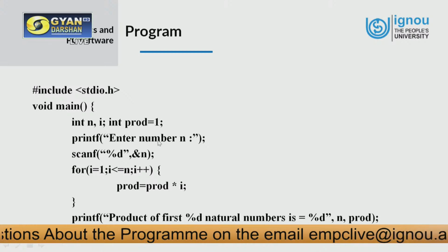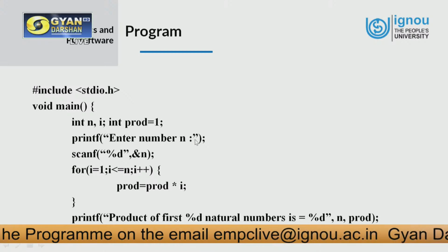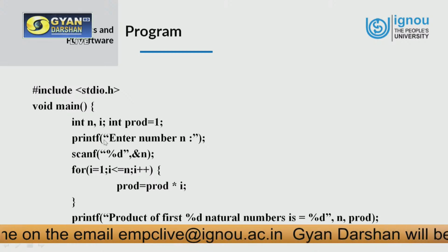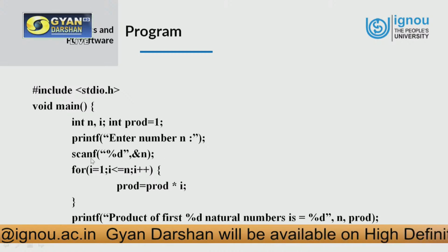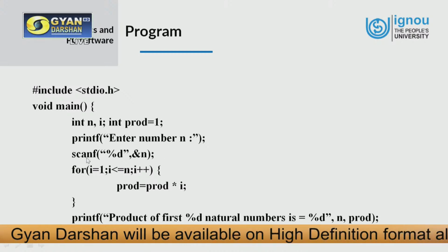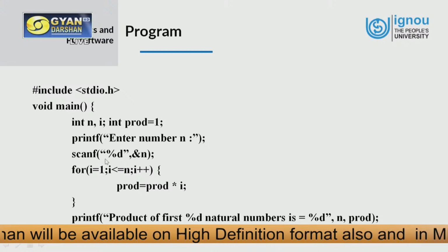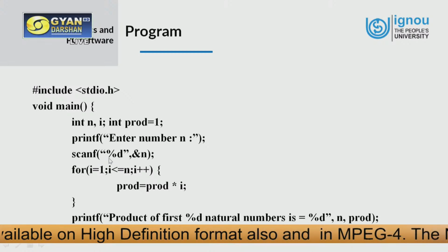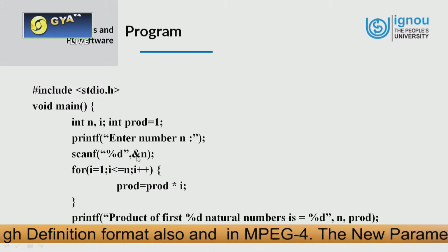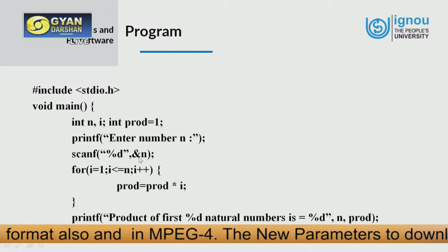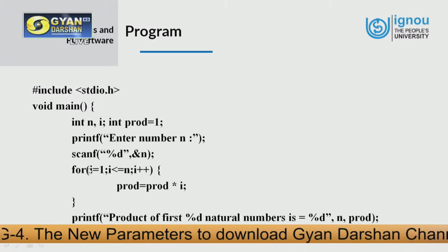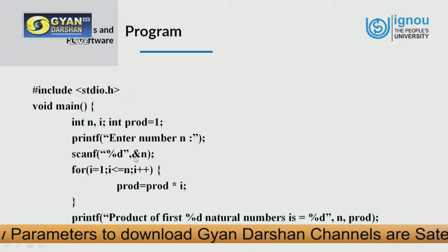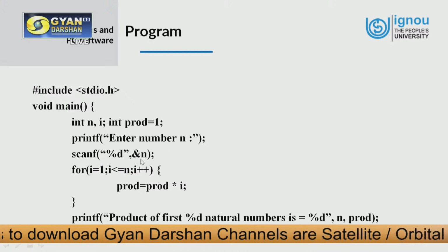Then we print "enter number n". Once you print that, this will be displayed on the screen. So when the user runs the program, the value entered by him or her will be scanned into this n value. This is the syntax. Ampersand is basically the address of variable n, which right now you need not know about, but this is how it works.